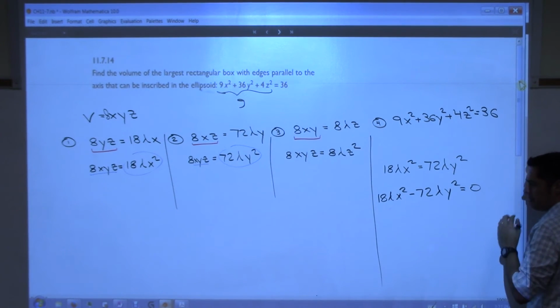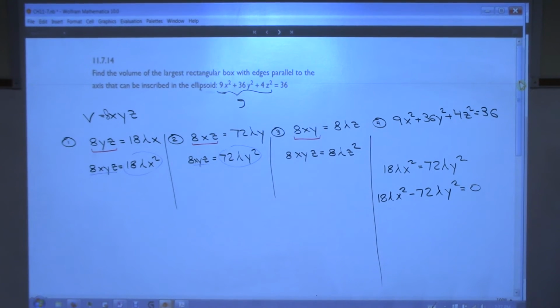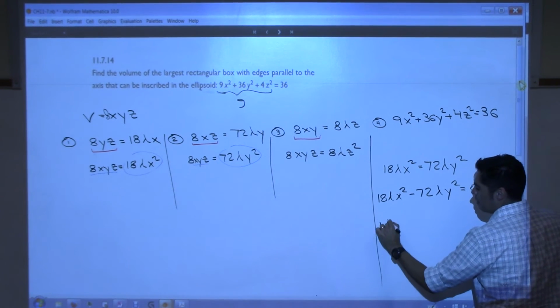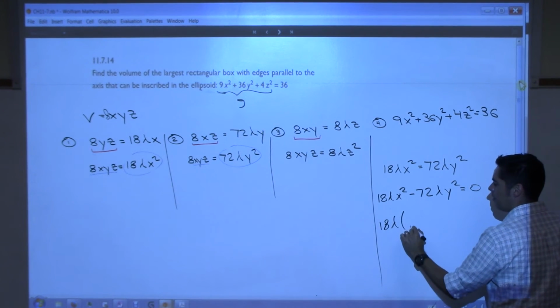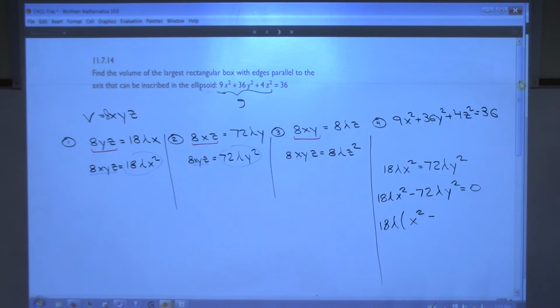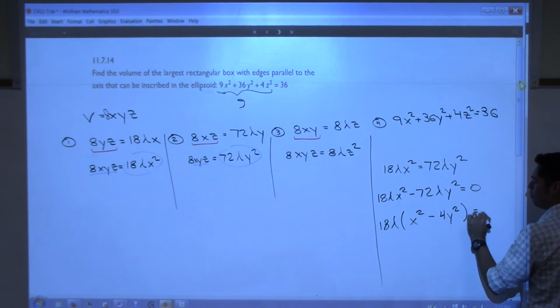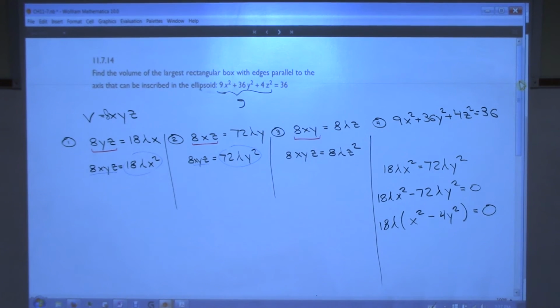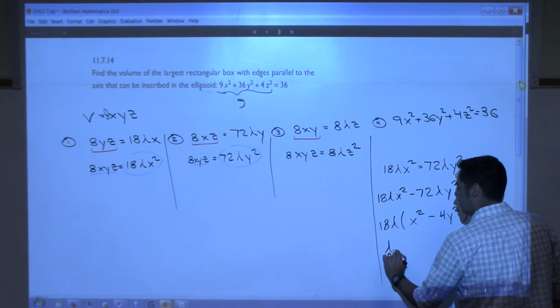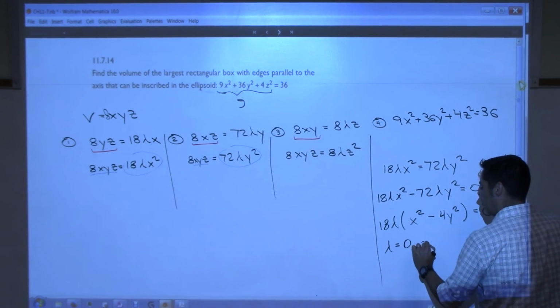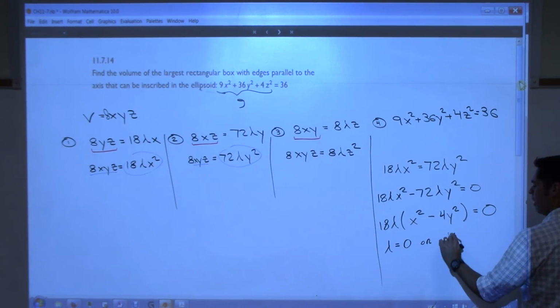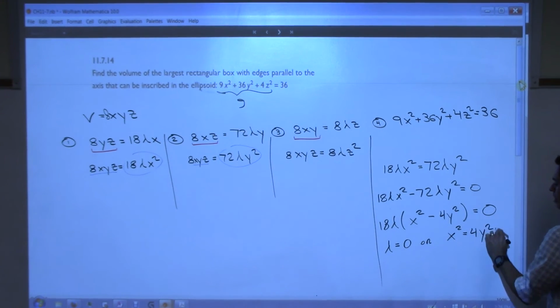Factor out a GCF, the biggest number I can get out of there. 18 lambda. What am I left with? x squared minus 4y squared equals 0. What are the two possibilities here? Lambda is 0, or x squared could equal 4y squared.